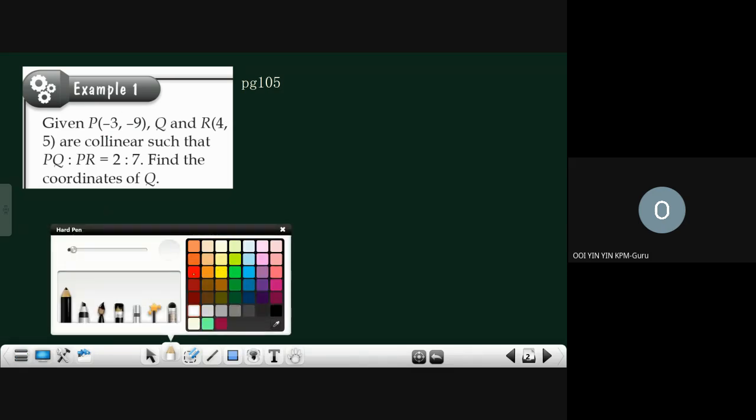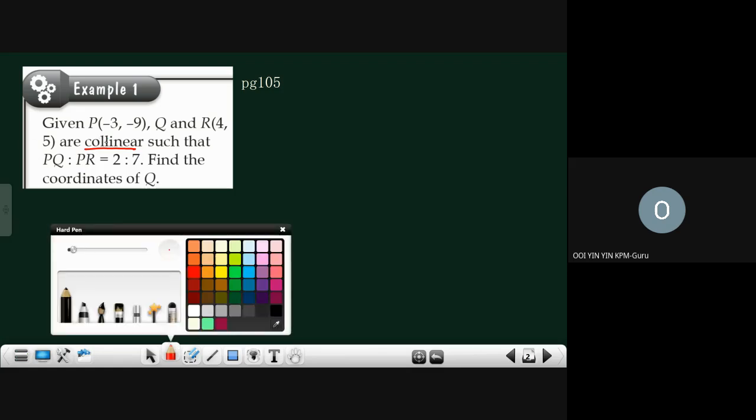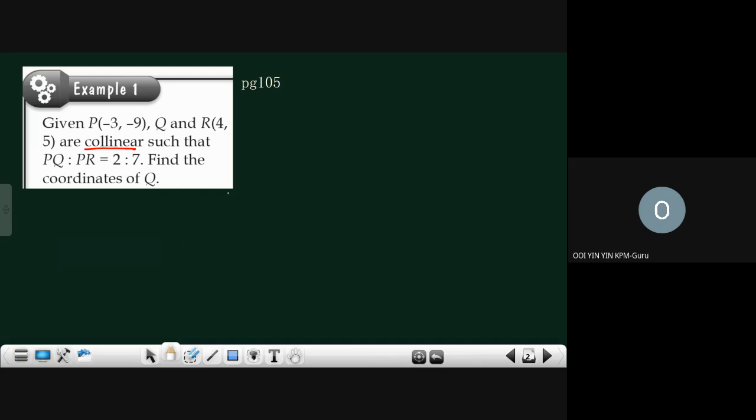This word collinear means that they are on the same straight line, one straight line. Collinear, same straight line. You are going to see this word a lot later. Let's say we draw the situation. We have our line. I know it's not that straight. Let's say this is my P, (-3, -9).